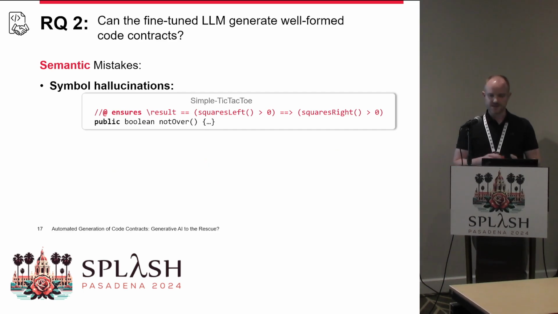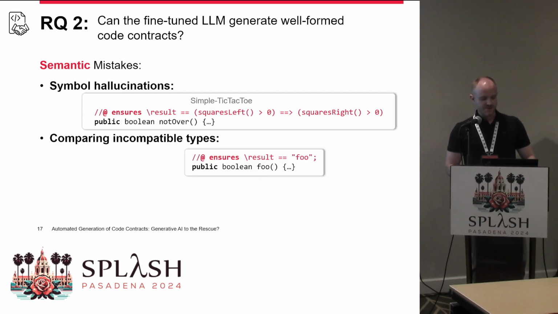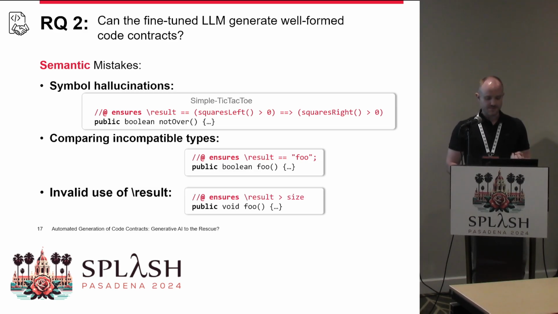Maybe more interesting here are some semantic mistakes that we saw. For example, we saw some symbol hallucination in our tic-tac-toe game here that is used to introduce design by contract. There is a method that checks if the game is not over. And therefore, we check whether squares left in the game must be greater than 0. And then the model assumes, maybe if there's squares left, there should be squares right. But that's actually not the case. Some other things that we saw are comparing of incompatible types. For example, comparing a Boolean result to a fixed string, or a similar problem like just comparing the void type to something else.